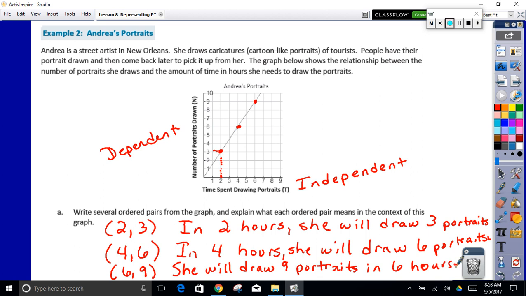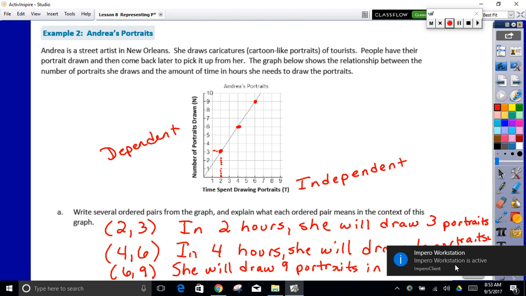And we could go on and on. You could pick points that were fractional, like, it would be kind of hard to tell, but you could say in 3 hours, she could draw 4.5 portraits. So you could pick other points, but it's easier if they line up exactly with the whole numbers.